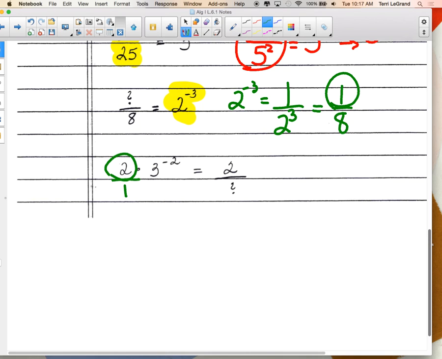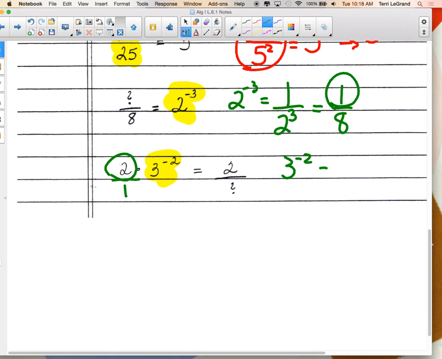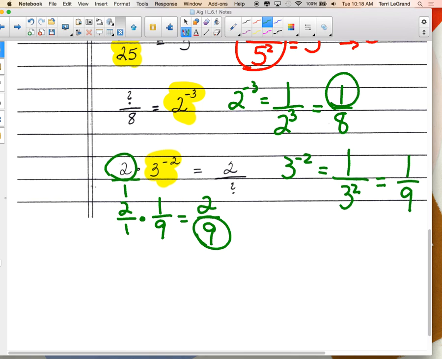So now let's take this 3 to the -2 power and let's rename that. How can I rename that? 1 over 3 to the second. 1 over 3 to the second. Oh, and that equals 1/9. So it's kind of like we just renamed this as 1/9, didn't we? Yeah. So 2 over 1 times 1/9 equals 2 over 9. Oh, there's our question mark. We found it. Good job.